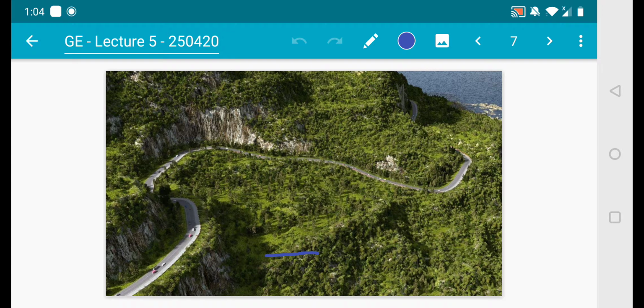Now if you look at a bigger picture, you'll see something like this. Initially the slope was in its natural state. All this was cut to make way for the road to pass by. So this is the reality at site.